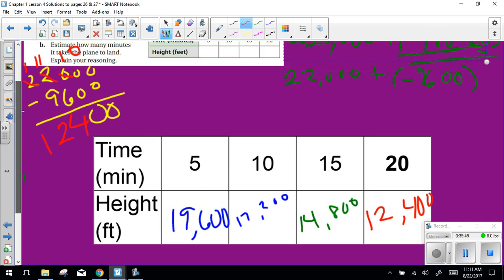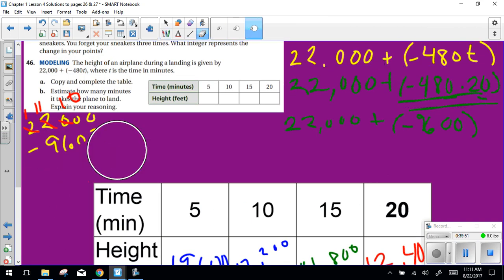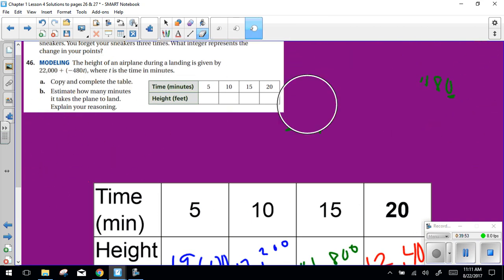So that's what your table should look like. And all the work should be present. Okay, we don't randomly just get these numbers. We work really hard for them. So estimate how many minutes it takes for the plane to land and explain your reasoning.